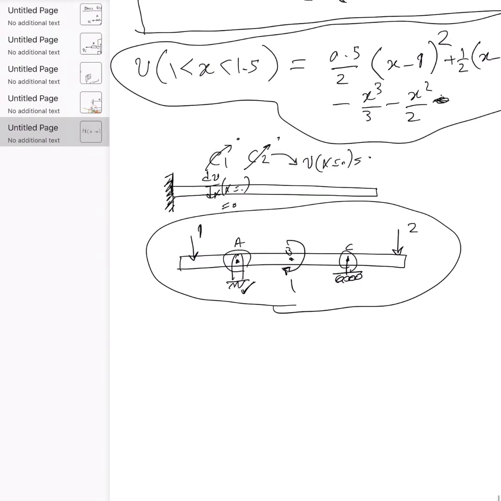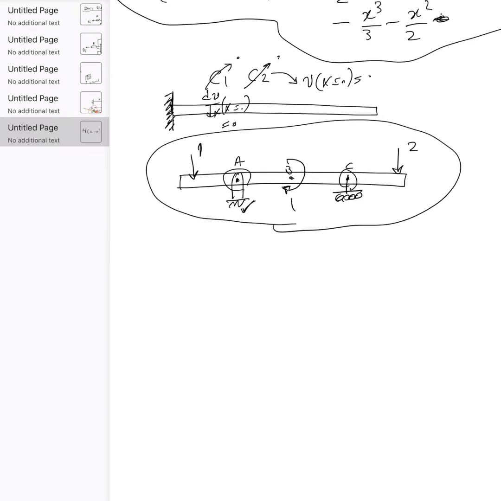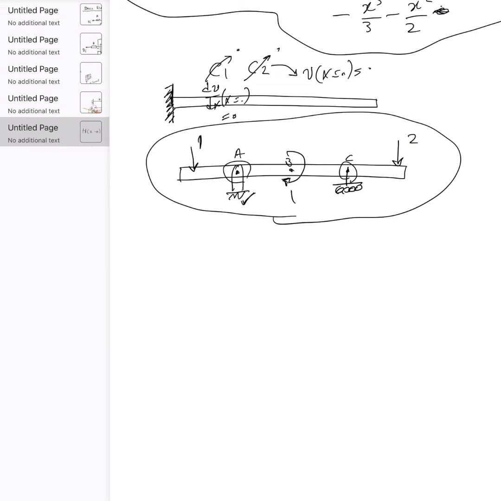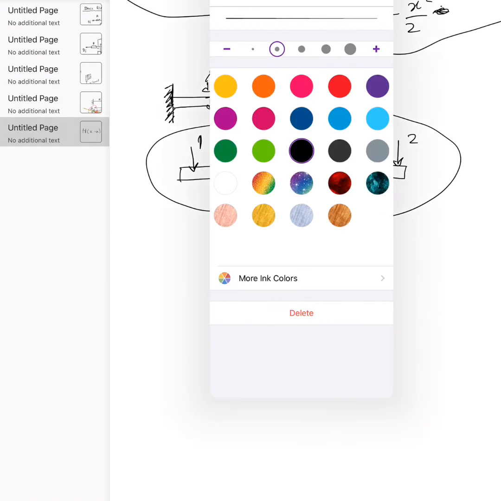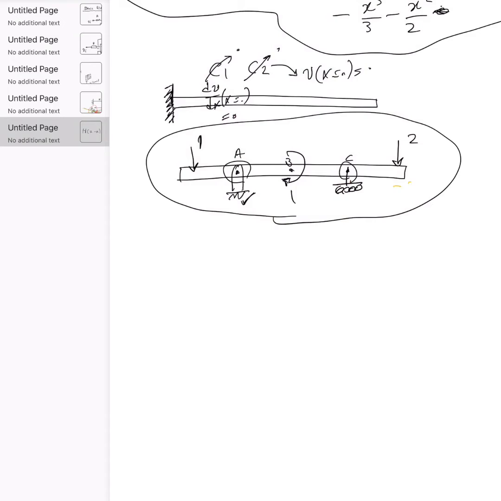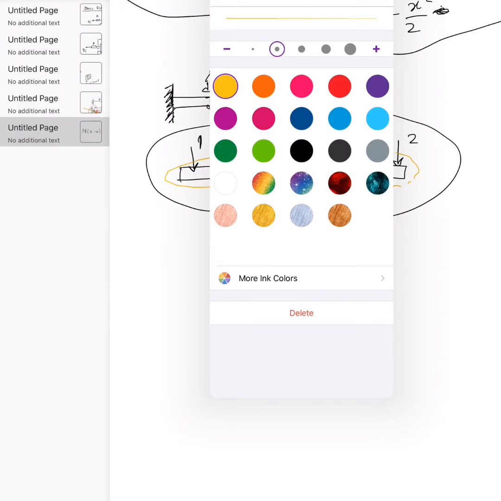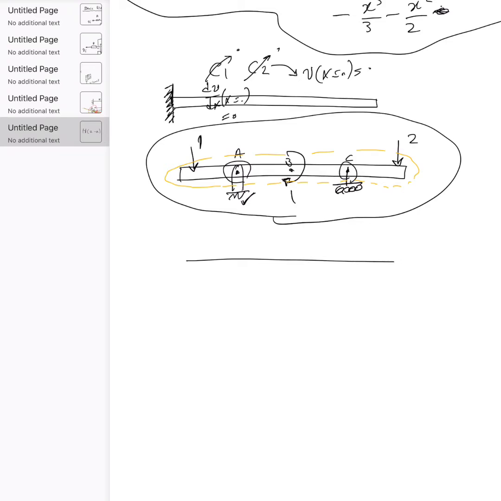So before I do that, the first thing I want to do is find the reactions at points A and C. So I take the entire thing as the system and go ahead and draw an FBD for that. So that's the beam.